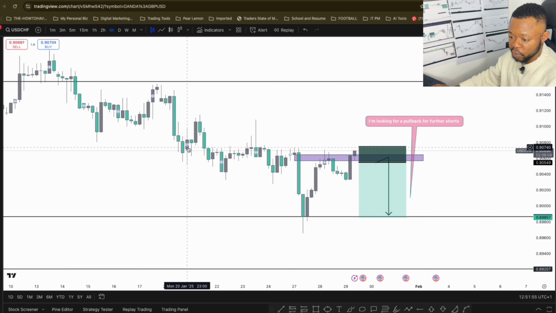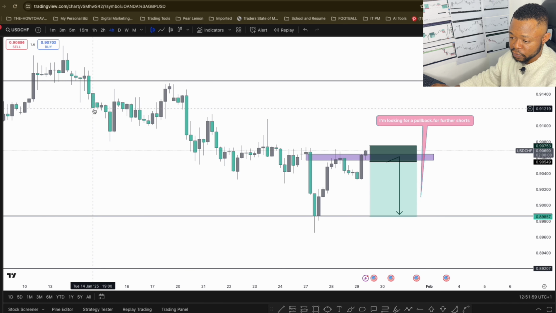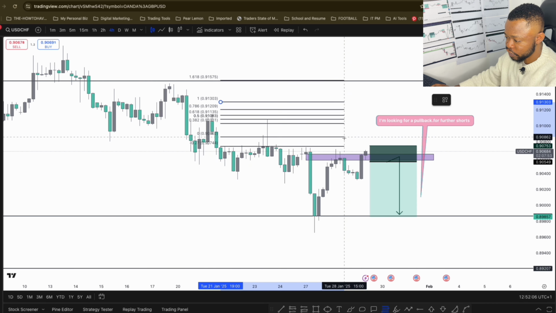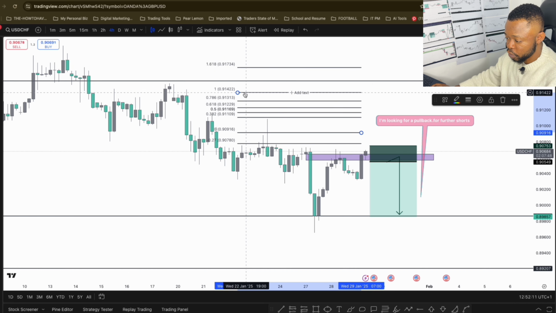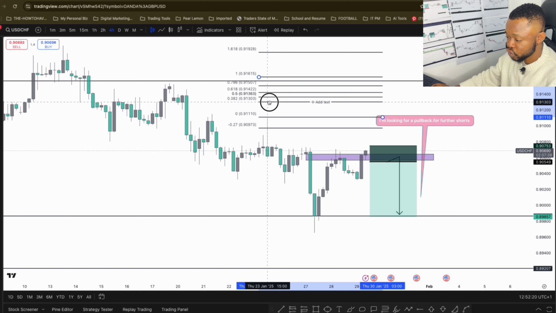Some of these tools, I'll be explaining them one after the other. So let me start with the Fibonacci tools. This Fib tool here is properly drawn out like this. We have the 1.6 extension, the 1 extension, the 0.78 extension, the 0.61 extension, the 0.5 extension, and it keeps going down all the way to minus 0.27.